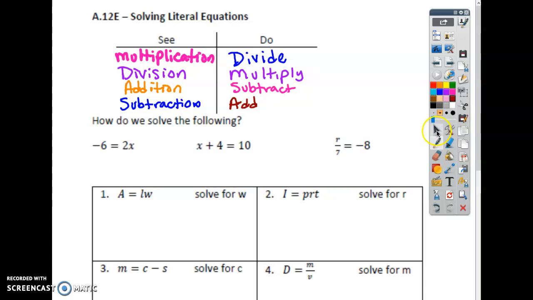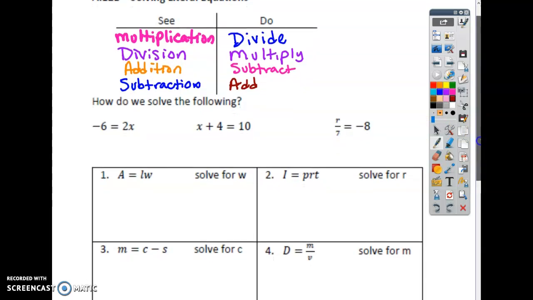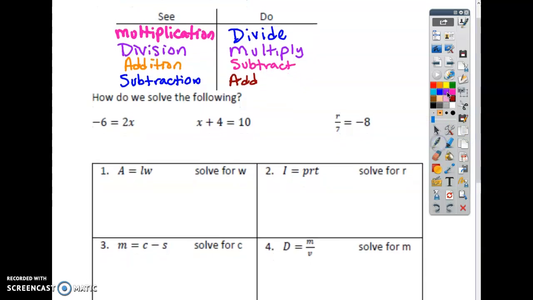So we're going to do some like the ones that we have been doing. Okay, right here. If I solve for x, what is the 2 and the x doing? They're multiplying, okay? The 2 and the x, when they're together like that, they're multiplying. So we're going to divide. So divide both sides by 2. Easy. We've done this before, right? So x equals -3.